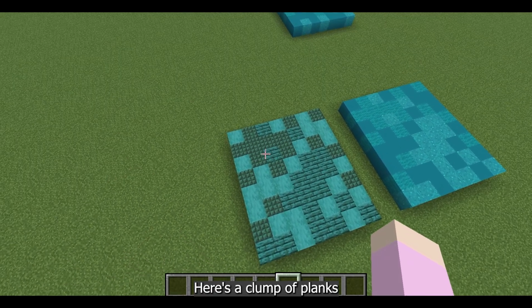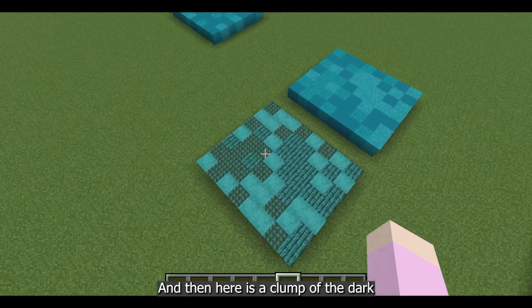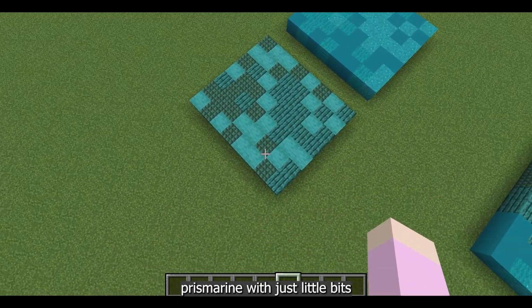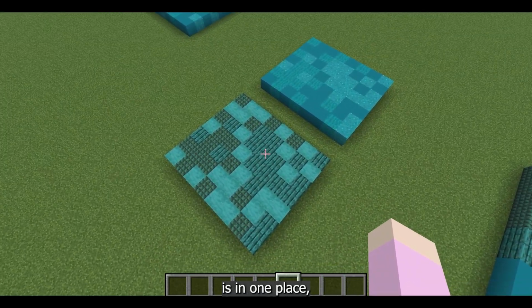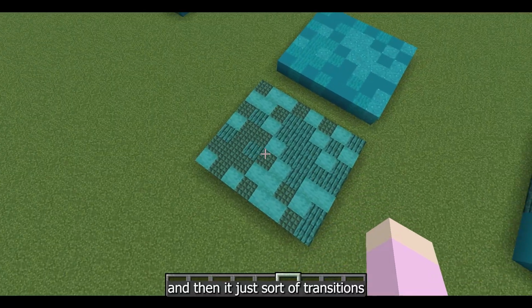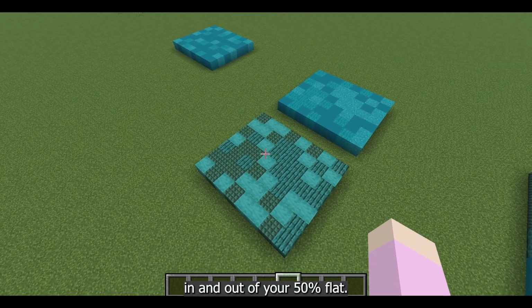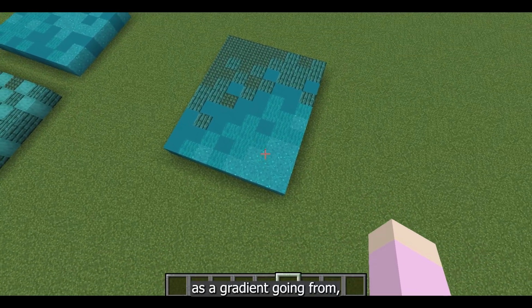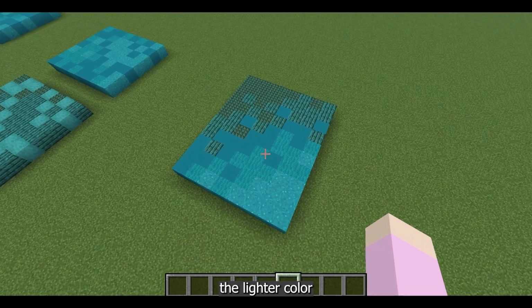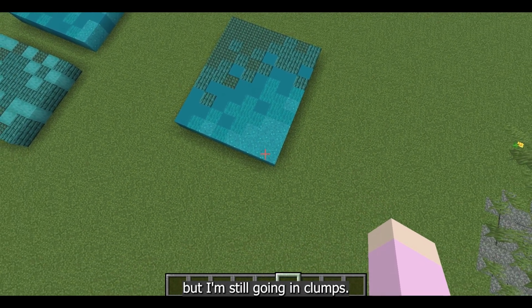Here's a clump of planks with just little bits coming out. And then here is a clump of the dark prismarine with just little bits coming out. But a majority of your texture is in one place. And then it just sort of transitions in and out of your 50% flat. Let's look at this all together. Now, notice here that I'm almost using it as a gradient, going from the lighter color to the darker color, but I'm still going in clumps.